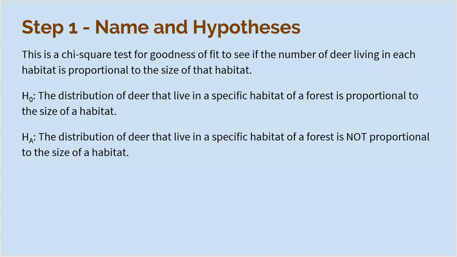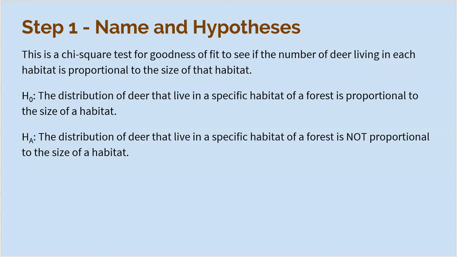That's it. All right, now, the null is that the distribution of deer that live in a specific habitat of a forest is proportional to the size. So the null is what was long believed to be true, and that's that the proportion of deer is equal to the proportion size of the habitat. Where the alternative is what we're looking for. We're looking for the distribution of deer that live in a specific habitat of the forest is not proportional to the size of the habitat.